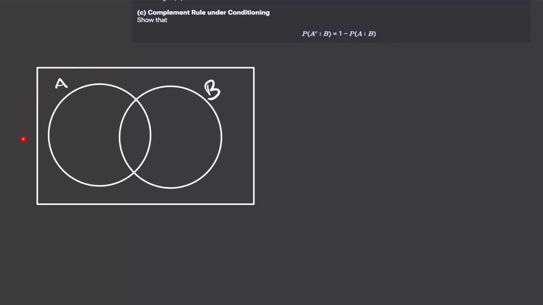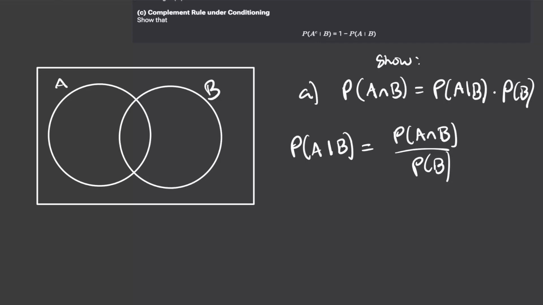So I have some probability space that the events A and B exist in, and in part A, I need to show that the probability of A intersection B is equal to the probability of A given B times the probability of B. All right, this question is really easy. We already know the basic definition of conditional probability, which is right here. So how do we know this?